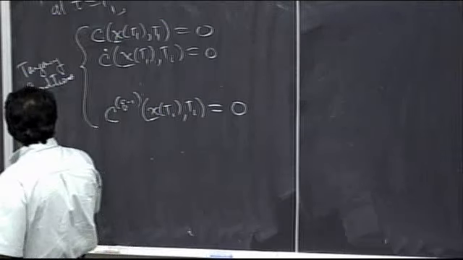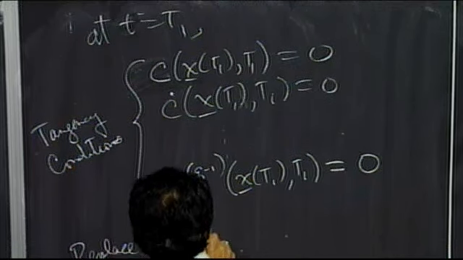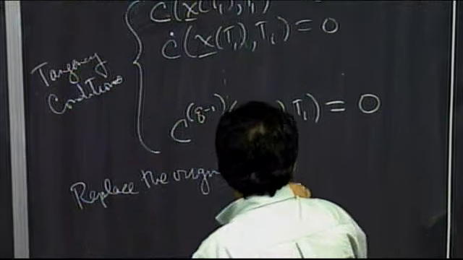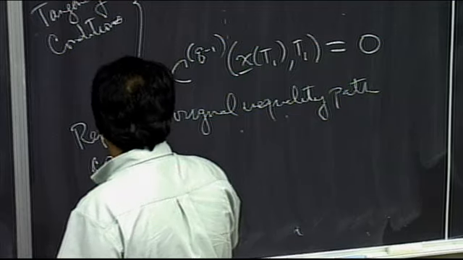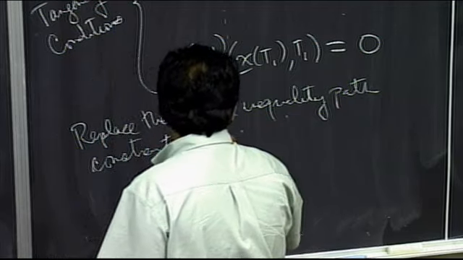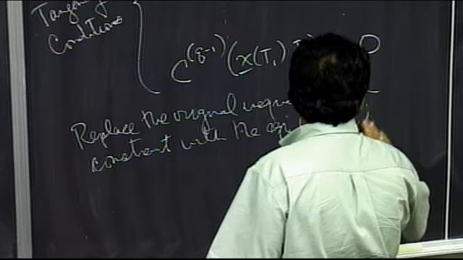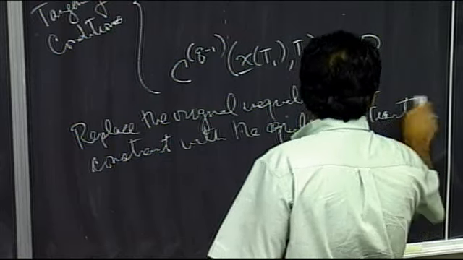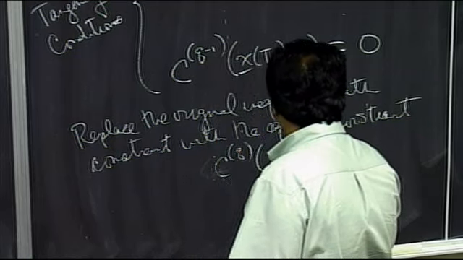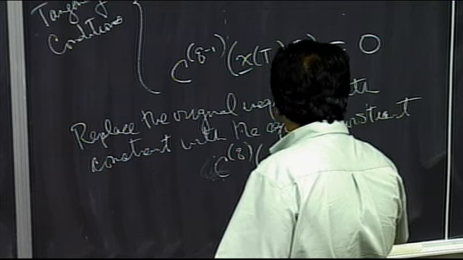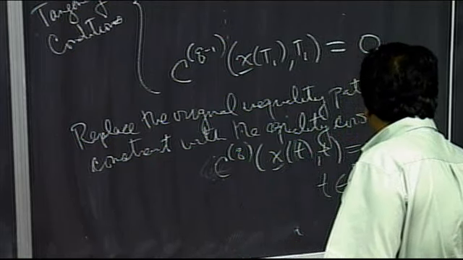Then what we do is we replace the original inequality path constraint with the equality constraint c_q of x of t and t has to equal 0, where t is an element of t1 to t2.